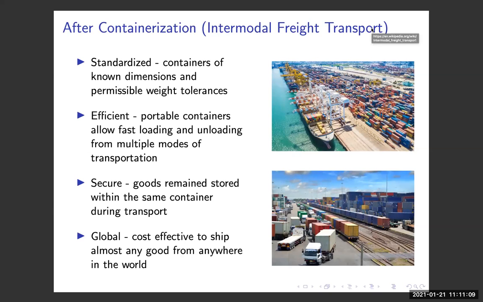But after containerization, you had this modern infrastructure created, essentially. You had a standardized shipping container that you knew the dimensions of. Everyone in the world basically has the same standard for what the size of a shipping container is, what the permissible weight tolerances are. This allows you to efficiently load and unload the containers, and they're more secure. Basically, you can send the container to the manufacturer. They can load whatever they want into the container that needs to get to the end customer. And the intermediaries who are transporting it might not even know what's in the container. All they need to know is how to move a container.